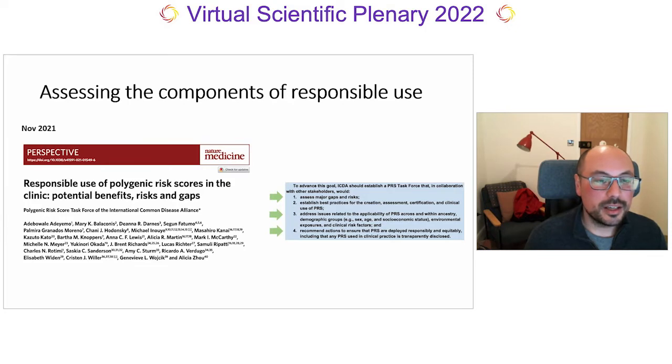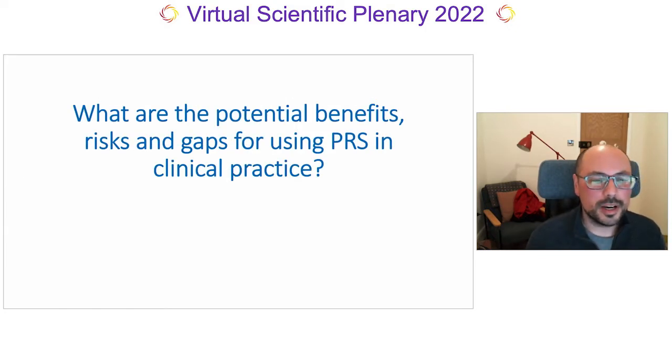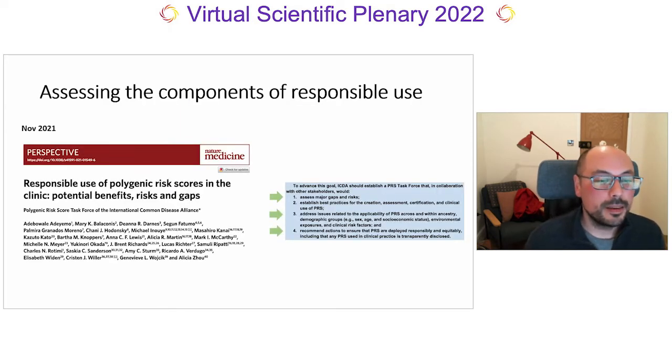And here I should clarify that the PRS task force interpreted responsible use as where the benefits outweigh the risks and where effort is or was taken towards the goal of equitable benefit. Next slide, please. So this work resulted in a publication late last year, which sought to address several of the objectives set forth in the ICDA white paper. Cristen's kindly just elucidated those.